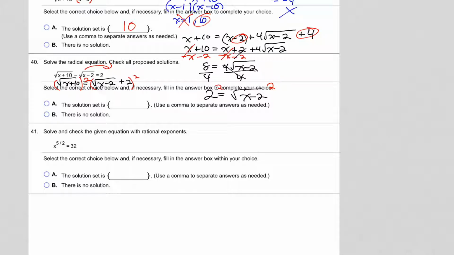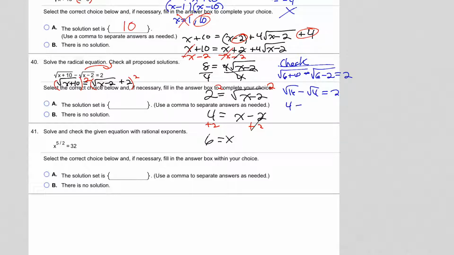Then we square both sides, and that gives us 4 times x minus 2. And then we get x equals 6. Okay? So we do need to check this to make sure that it's not an empty set or there is no solution. So 6 plus 10 minus 6 minus 2. So this is 16, this is 4, this is 4, this is 2, 2 equals 2. All right, works out.